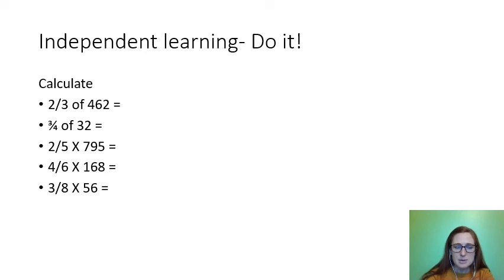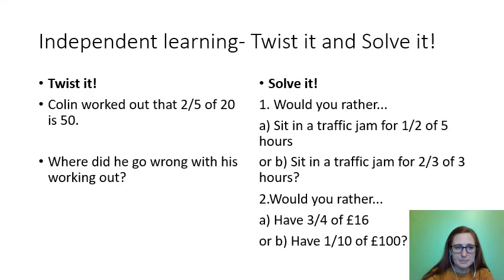Okay, here's today's Do It. Pause the video and work them out. Great job. Today's Twist It. Colin worked out that 2/5 of 20 is 50. Where did he go wrong? So he should be dividing by the denominator and multiplying by the numerator. Has he done that?